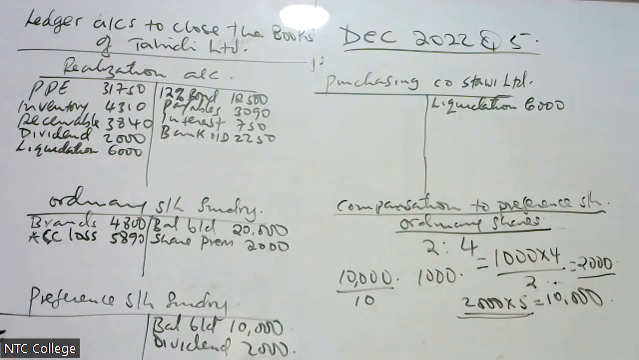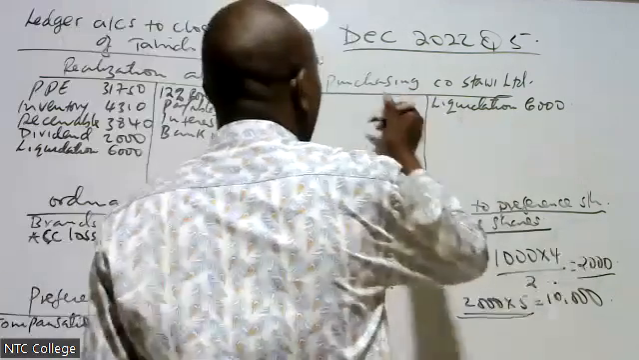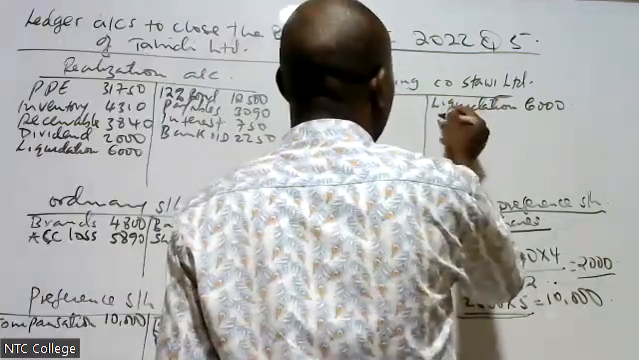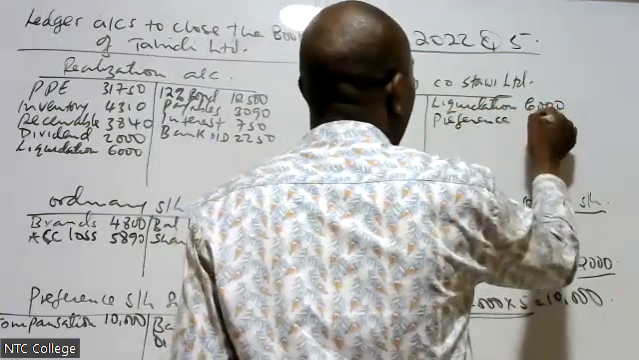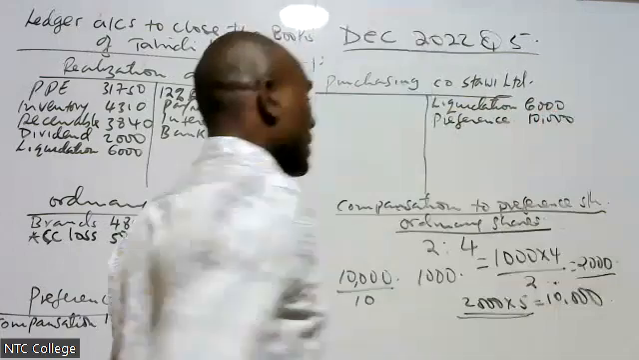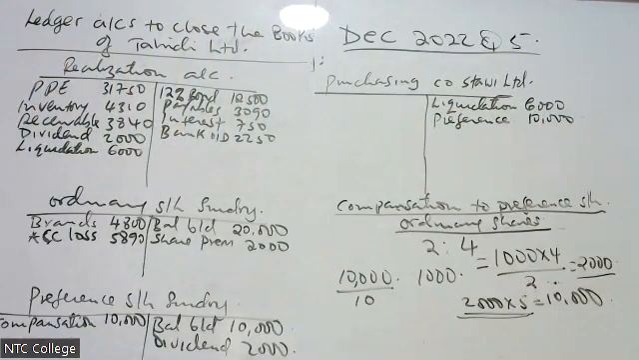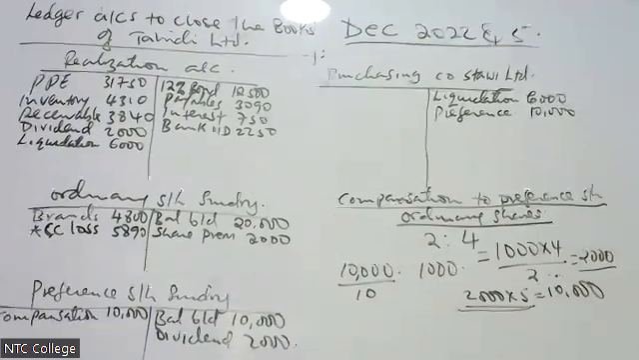Therefore, we debit preference shareholder, you say compensation, 10,000. Who is compensating? Stawi Limited, the purchasing company. We have compensated preference shareholder 10,000.